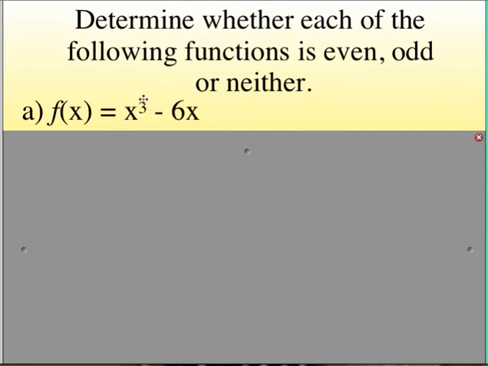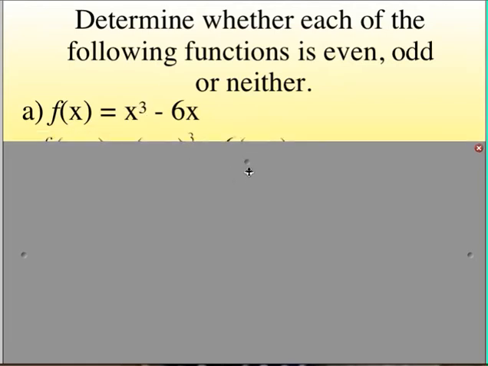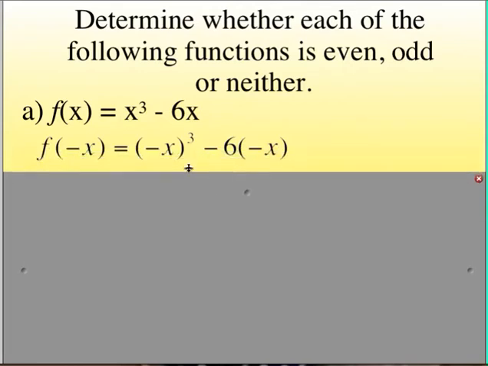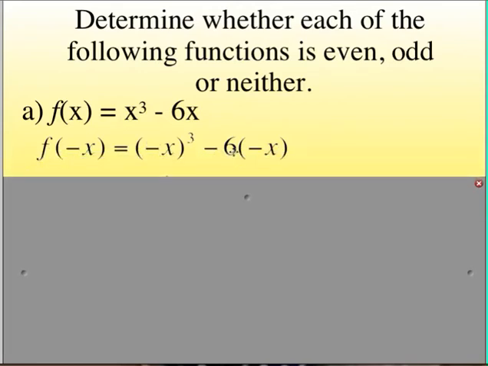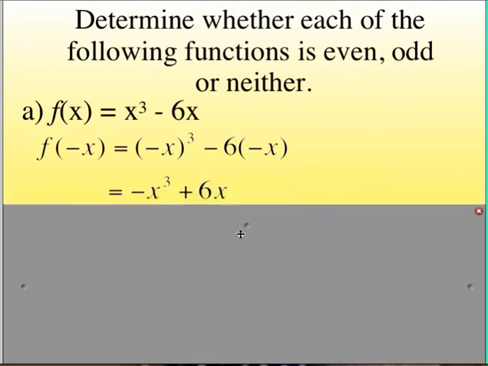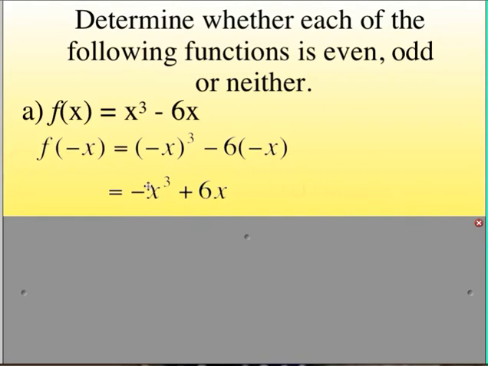Now you cannot assume that just because the exponent on this polynomial is odd that it's an odd function. So you always have to do the work to check. So plug in a negative x wherever we see our x value. So negative x cubed minus 6 times a negative x. Simplify the function. We get negative x cubed plus 6x. Since both signs changed, the x cubed went from positive to negative and negative 6x went from negative to positive, this is an odd function since all of the signs changed in the equation.